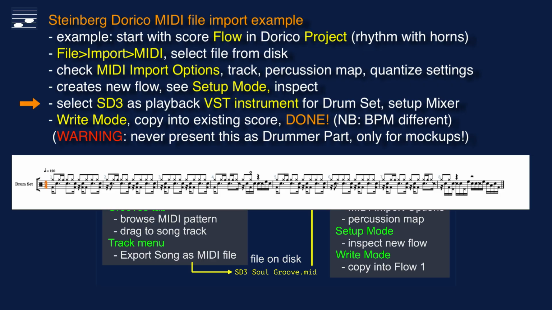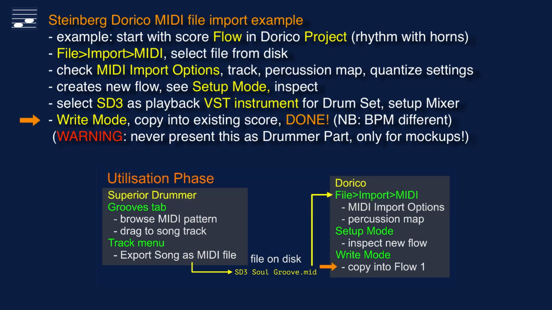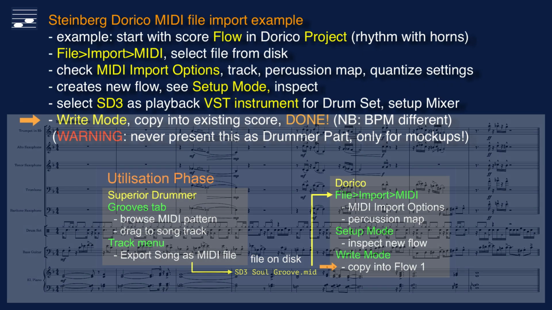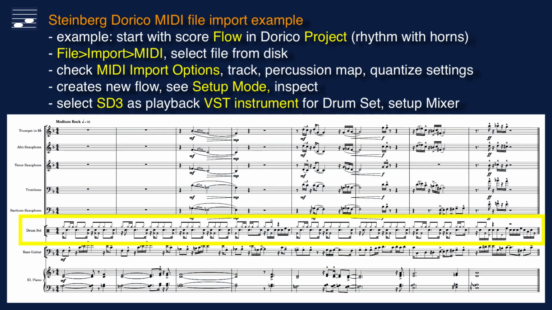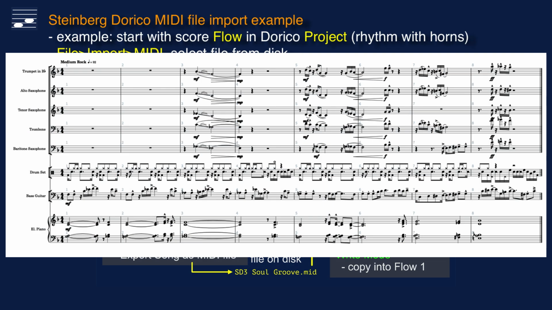The final step is to go to the Dorico write mode, select all notation elements in the second flow and copy these into the score in flow number 1. The result is shown here. Listen to the result, with the drum groove now at a slower sound tempo.